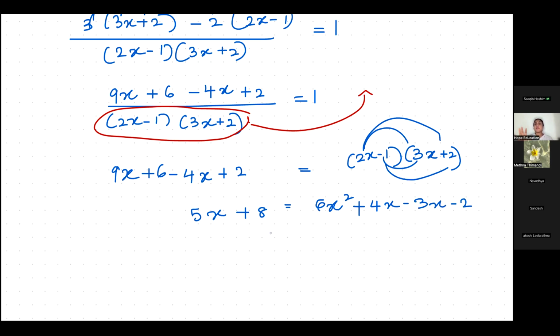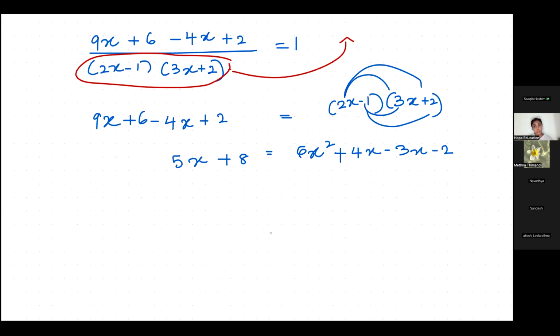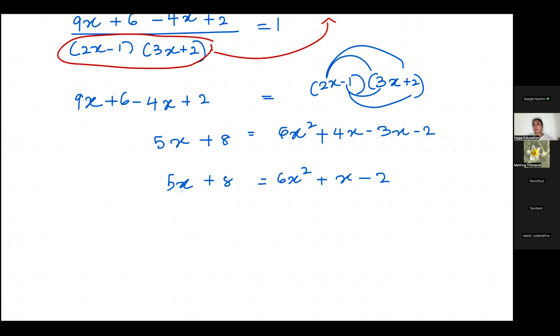Then look at this: if we want to create a quadratic equation, one side must be 0. Okay, remember that. So on this side, for now, let's keep it as it is until we simplify. Now here we have 5x plus 8. On this side, 6x squared plus 4x minus 3x, that is plus 1x minus 2. I moved the 5x to the other side. 6x squared plus x minus 2.